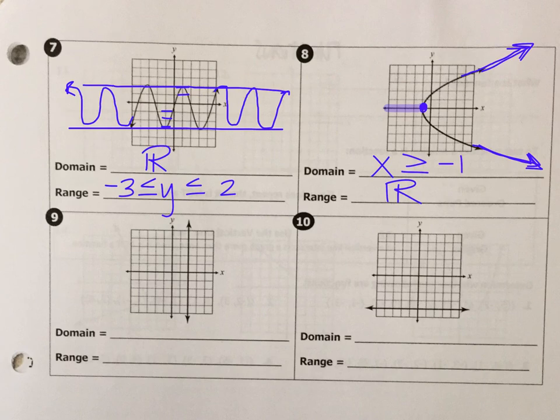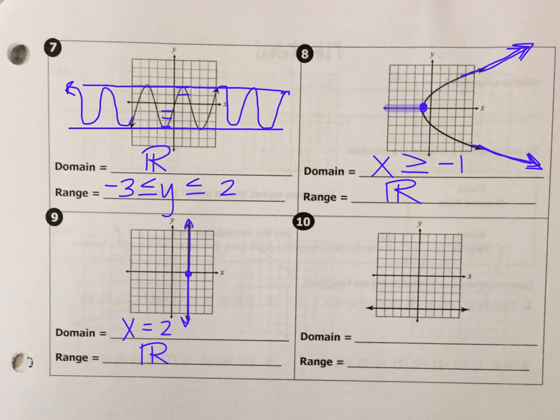All right, this one, number 9, it's going to go up forever and it's going down forever. So my ups and downs are all real numbers, but it's a straight up and down line. So it only crosses that x at that one place. So x is going to equal 2 because it's not curved.